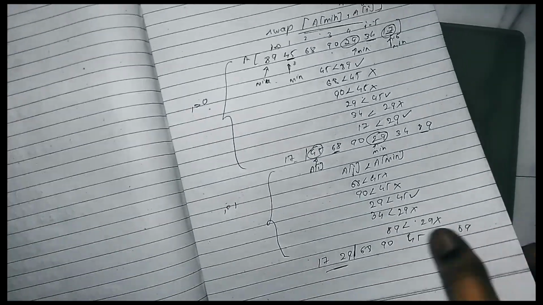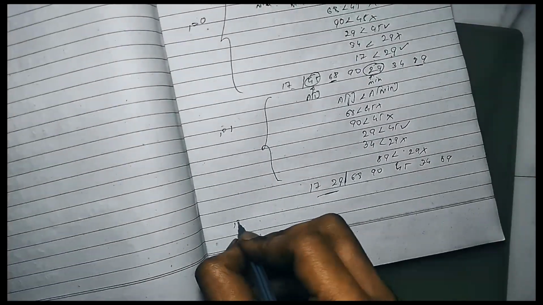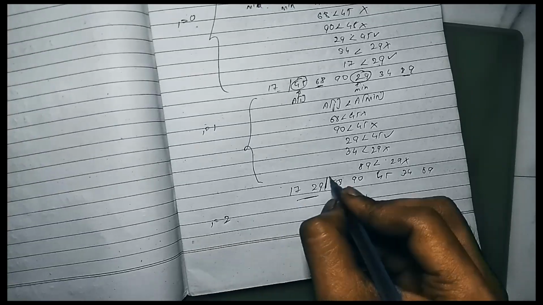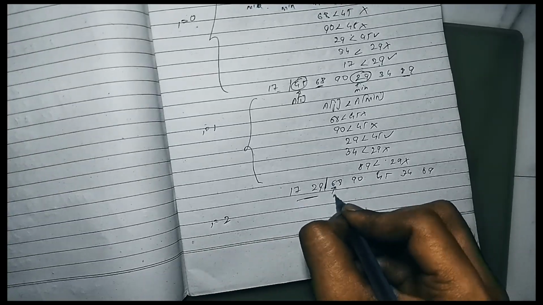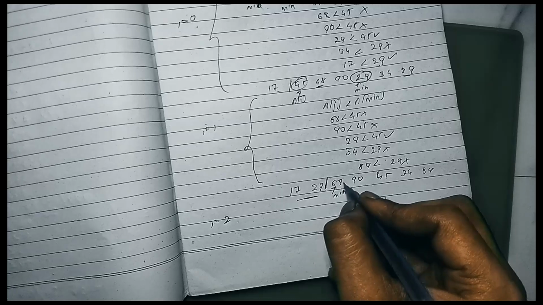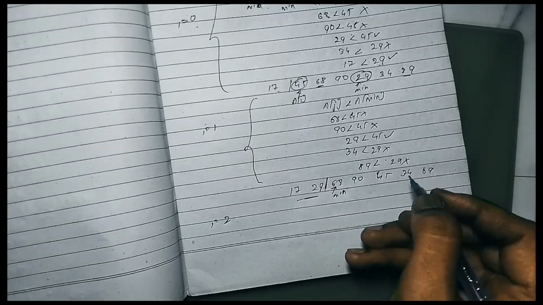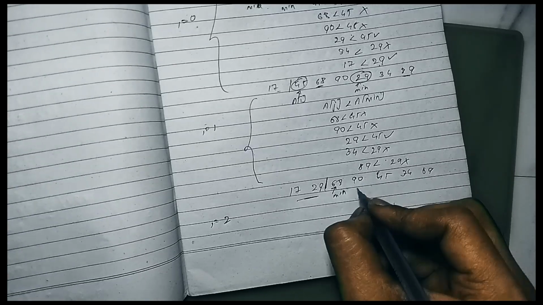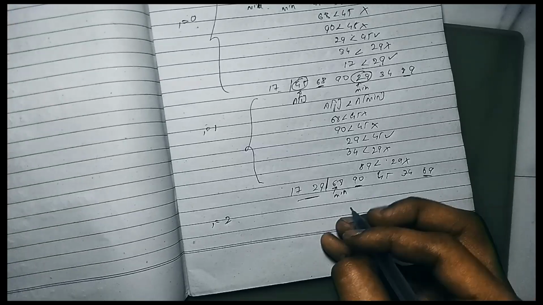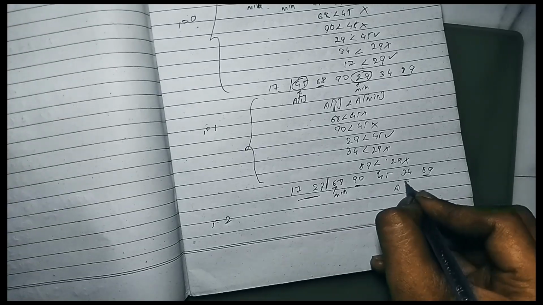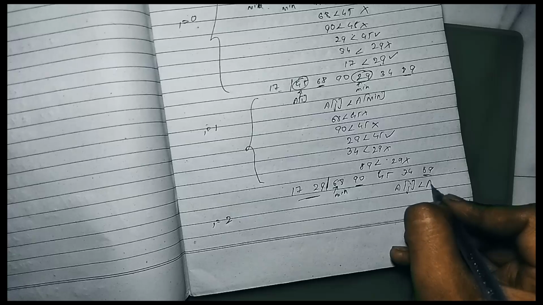Now this is for i equal to 2, meaning this is the minimum now. Initially this is the minimum, then j will be from i plus 1 to n minus 1. So j runs from 90 to 89, and again the condition will be checked whether A[j] is lesser than A[min].